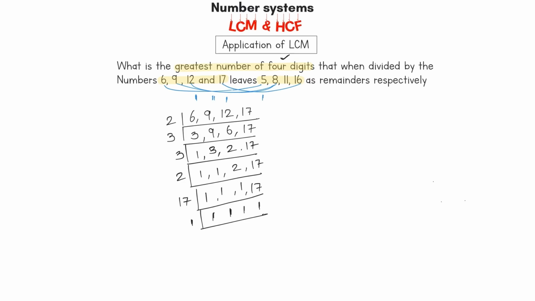So what is my LCM then? Just multiply all of them. 2 into 3 is 6, 6 into 3 is 18, 18 into 2 is 36, and here I have a 17. So 36 into 17 is my final answer.